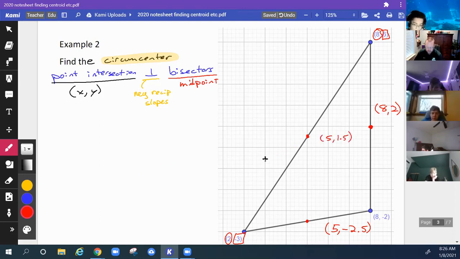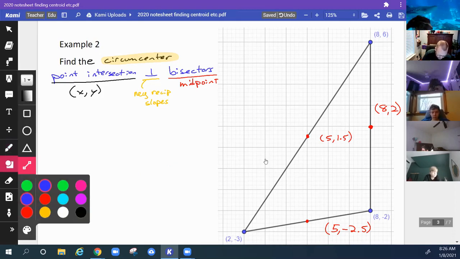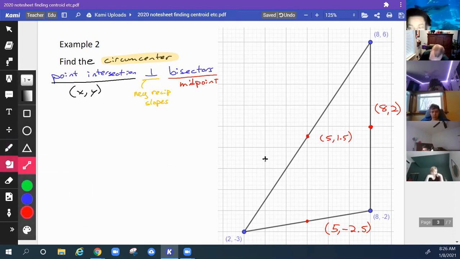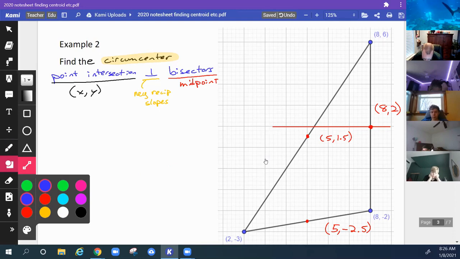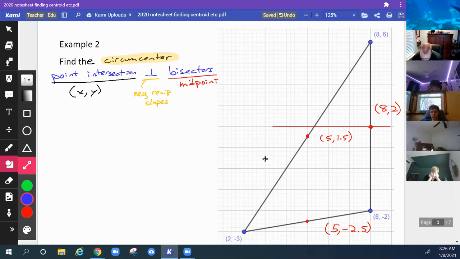All right. So what I want to do now is find these perpendicular bisectors. I'm going to draw them in just like before. I've got this red one right here. This one is pretty easy. It's going to be like this. I've got this blue one down here, and I want it to be perpendicular to it, so it's going to be something like that.